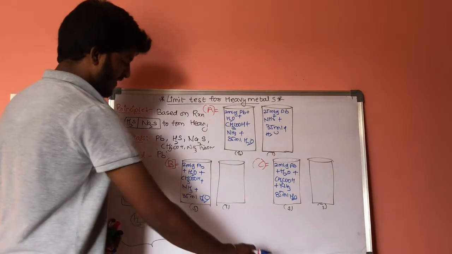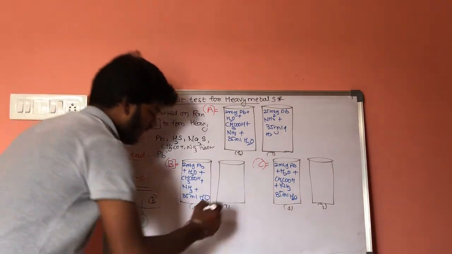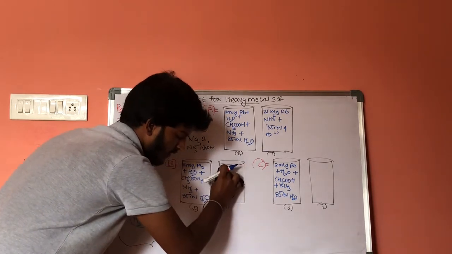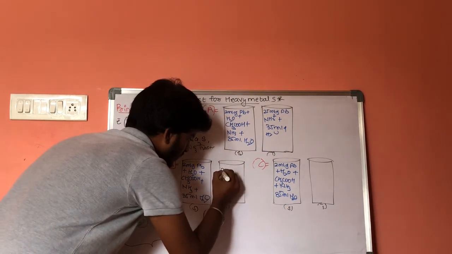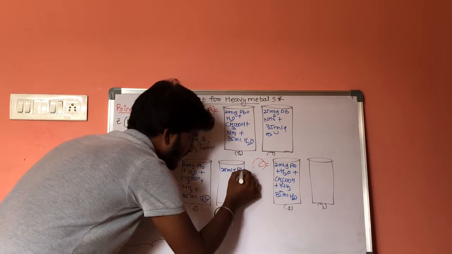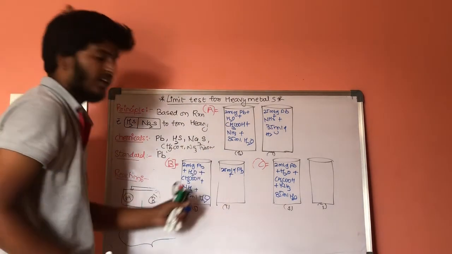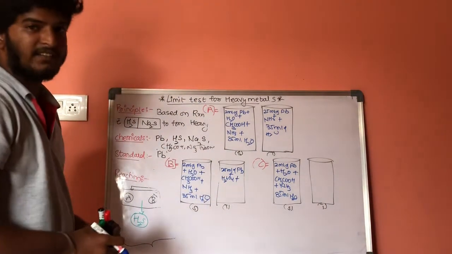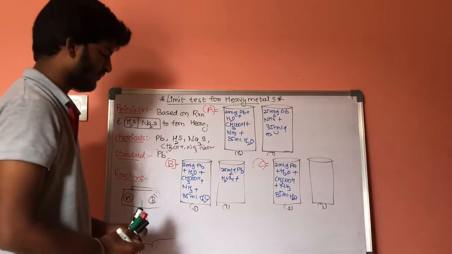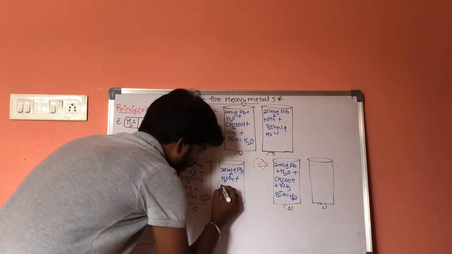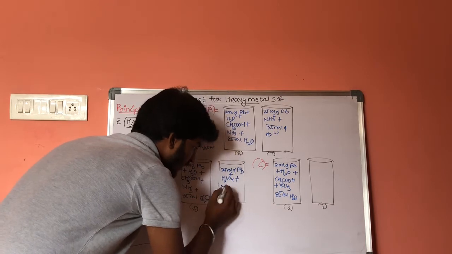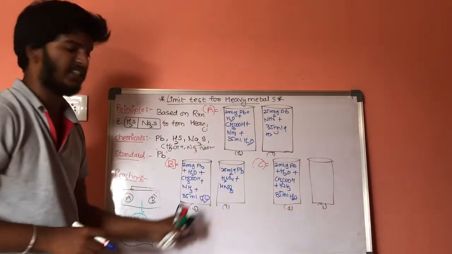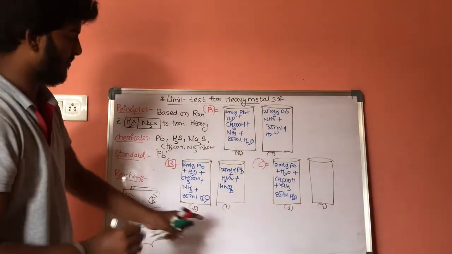And if we discuss the test solution of B, 25 ml of lead will be added. After adding the lead, sulfuric acid will be added, and then nitric acid will be added. This is the test solution for method B.